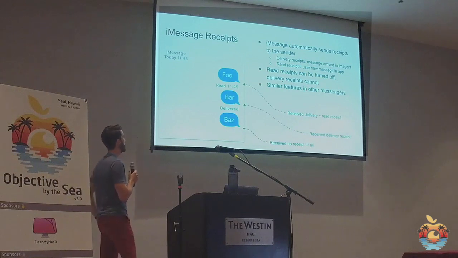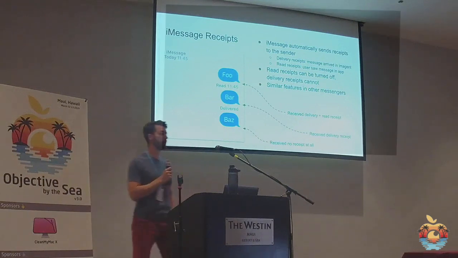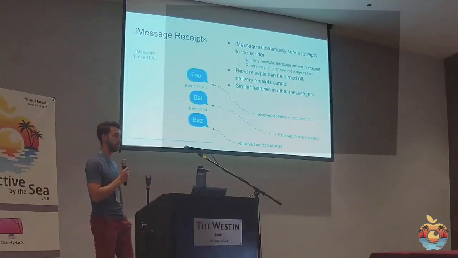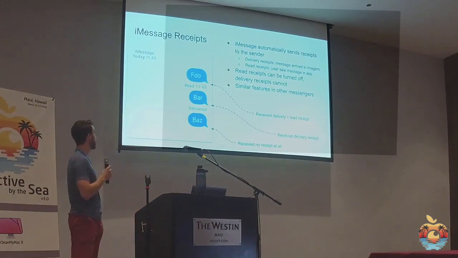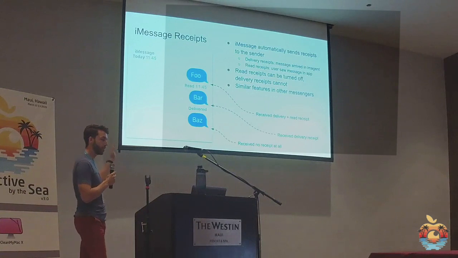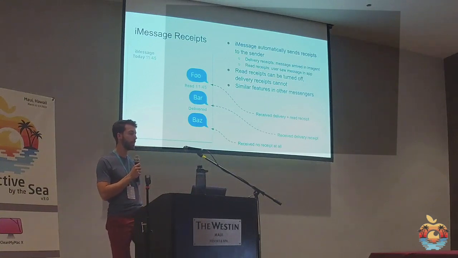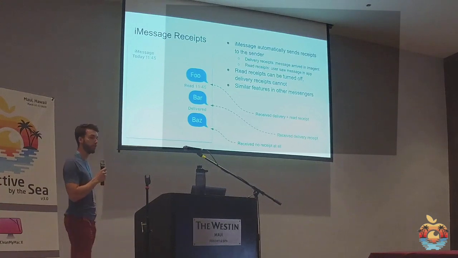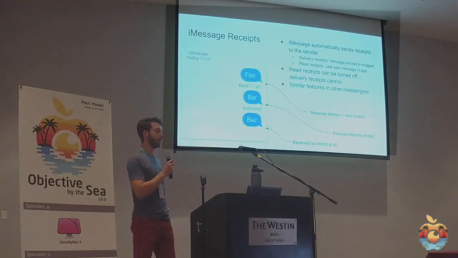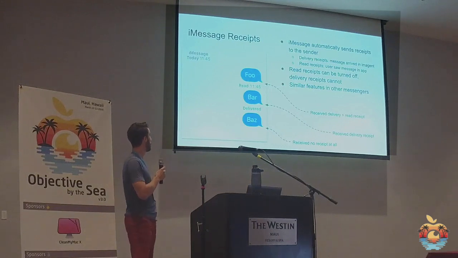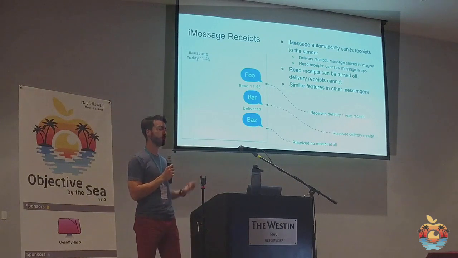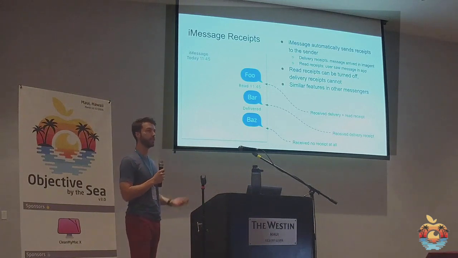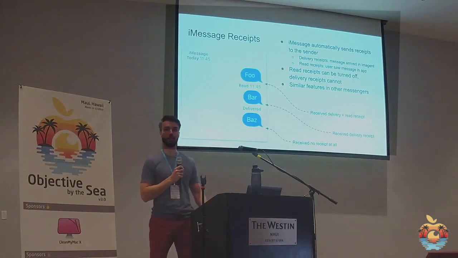Another iMessage feature, or really a widespread messaging feature, are receipts. There are two kinds of receipts: delivery receipts and read receipts. If you ever use iMessage, you probably recognize these message statuses here. Here I have three different messages with three different states. The first one was read, the second delivered, and the third nothing. That means for the first message, the sender got back two receipts, a delivery and a read receipt. For the second message, the sender got back only a delivery receipt. And for the third message, the sender didn't get back anything yet.